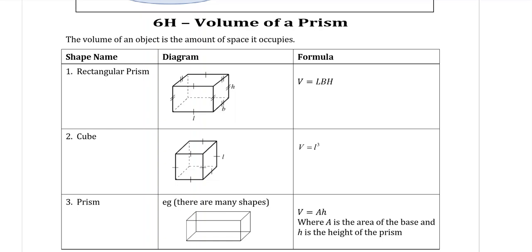Okay, so the 3 formulas that we have here for this lesson: the rectangular prism, and if you have a length, a breadth and a height, the 3 numbers around that rectangular prism, then the volume is equal to LBH, which is the length times the breadth times the height. If we have a cube, which means all the sides are the same length, and L is the side of the cube, then it would be L times L times L, which is L cubed. So V equals L cubed. You can still use the rectangular prism formula, and it works as well for a cube.